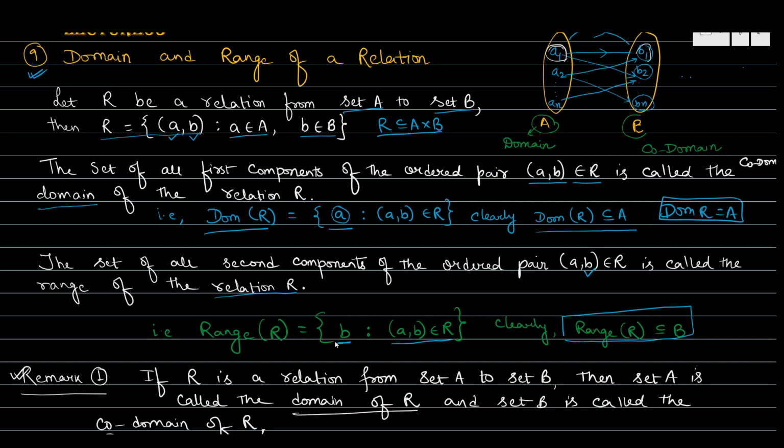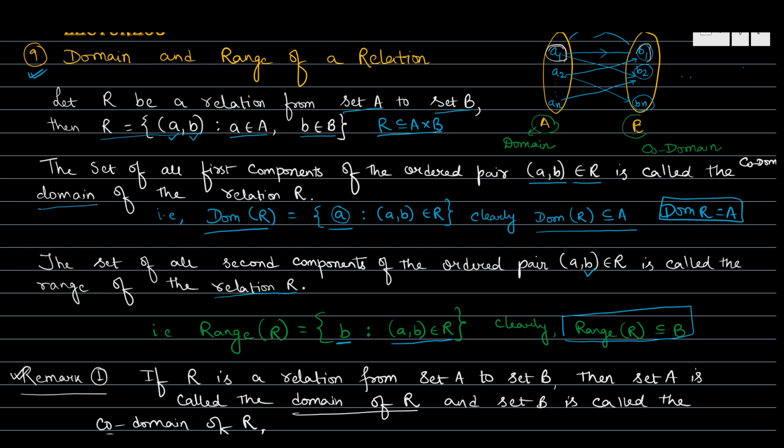Today we will discuss domain and range of a relation. So let R be a relation from set A to set B, and R is defined by the set of all ordered pairs of the form (a, b), where a belongs to set A and b belongs to set B.